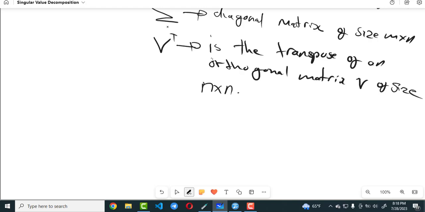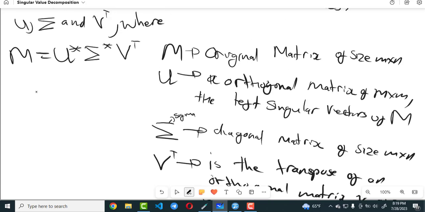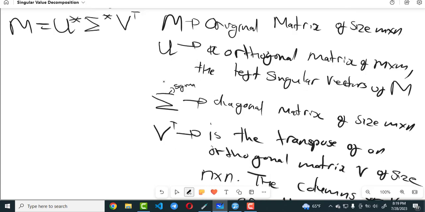In this manner, the transpose of this matrix is nothing but just the columns of V, and these are just the right singular vectors of our original matrix M. So as you can see, in a singular value decomposition, we are taking a matrix, either having 4 rows and 5 columns, or 10 rows and 10 columns, but we are decomposing the matrix into 3 matrices, U, sigma, and the transpose of V, as I explained in each section.